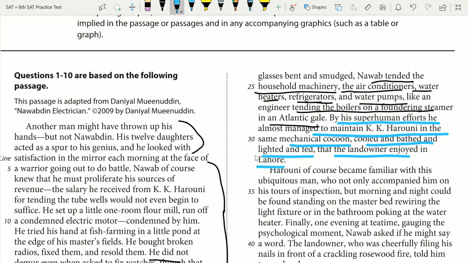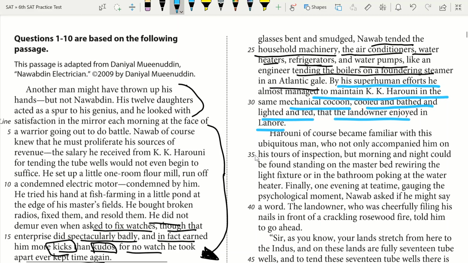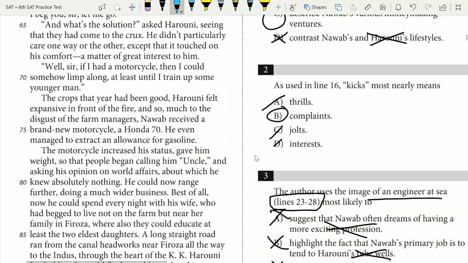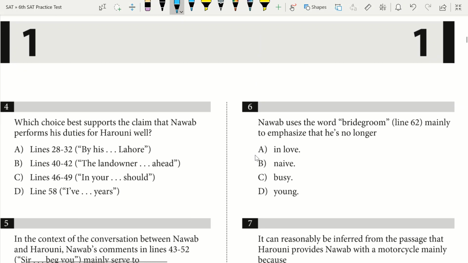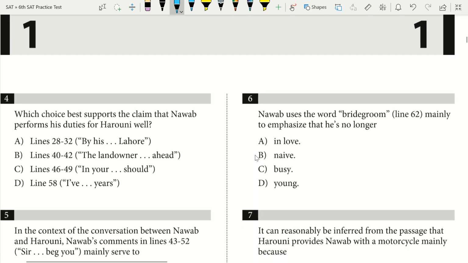Okay, that's really showing he works very, very hard to keep this landowner, Mr. Haruni, in that same sort of mechanical cocoon, that same sort of high-class living that he enjoys in Lahore, which is his more city home, his more luxurious home. So that was lines, I believe, 28 to 32, so that's going to be answer choice A for number 4. So A would be our answer for number 4. That's really showing that he performs those duties well.